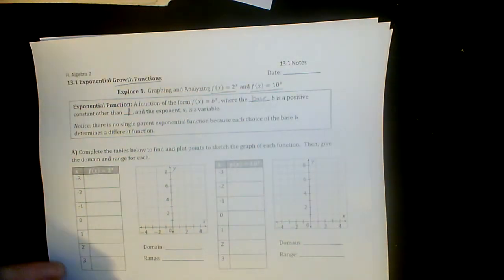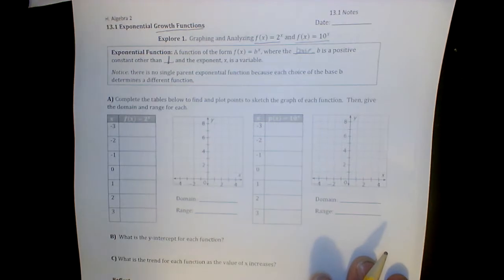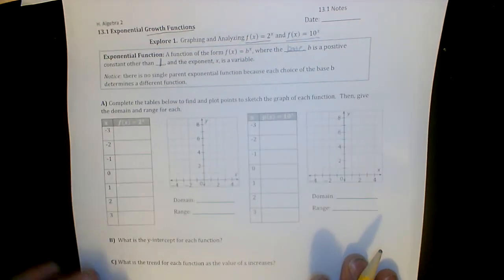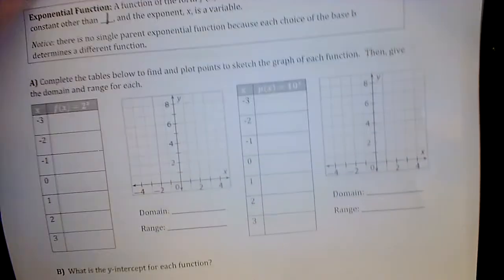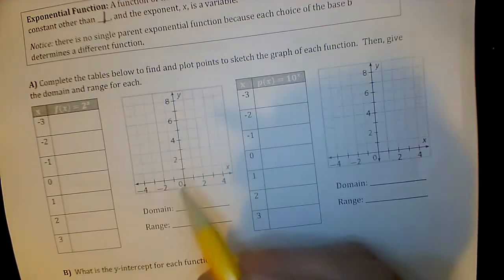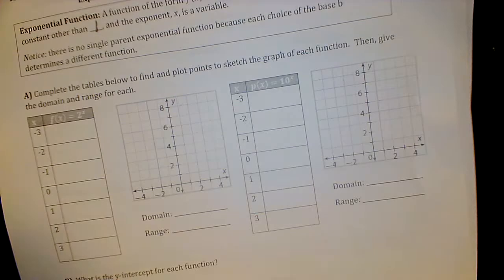Notice there's no single parent function. We could have tons of choices for b's, so we're going to have different parent functions, and on this first page we're just going to go ahead and explore one or two. Let me see if I can get just a little bit closer for these. Okay, so for this first one, we've got f of x with a base of 2 to the x power.